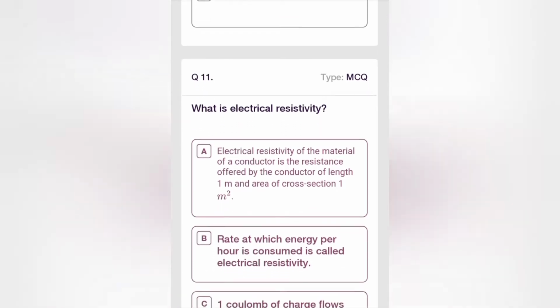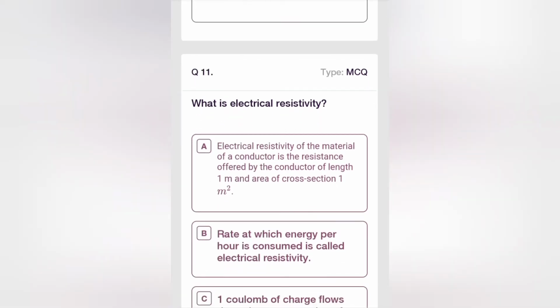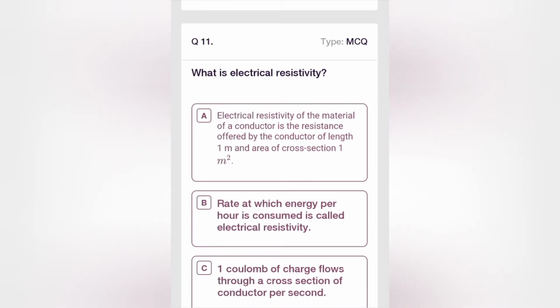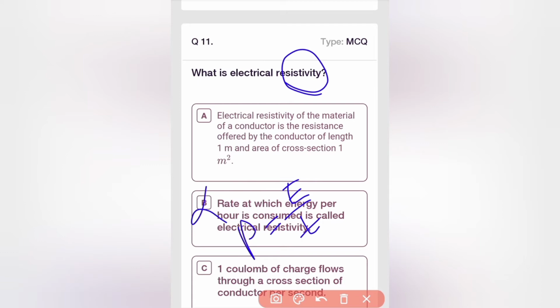What is electrical resistivity? Electrical resistivity of the material of a conductor is the resistance offered by the conductor of length 1 meter and area of cross section 1 meter square. And let us see B option. Rate at which energy per hour is consumed is called electrical resistivity. Energy per hour, no. See, energy per time, it's going to be what? It's power. So it is not electrical resistivity.